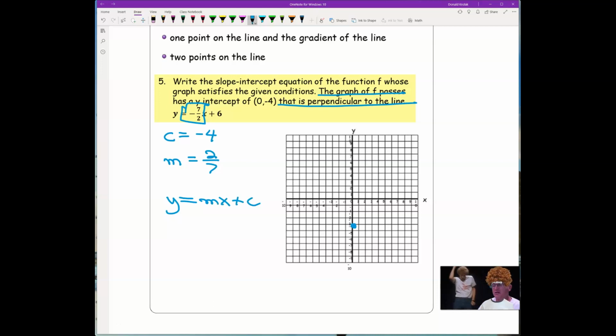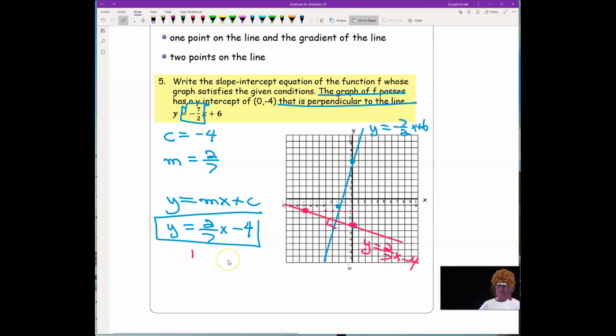So these are the really easy ones to write. You don't have to do any calculating. y equals 2/7 x minus 4. Okay, and if I just check that to see if it was correct, I'll draw those two lines. There you can see that we are indeed perpendicular.